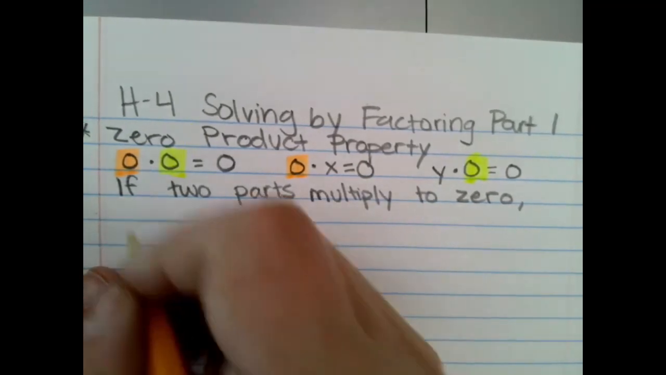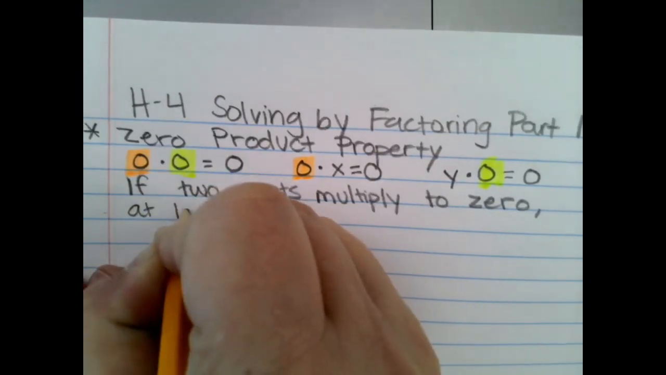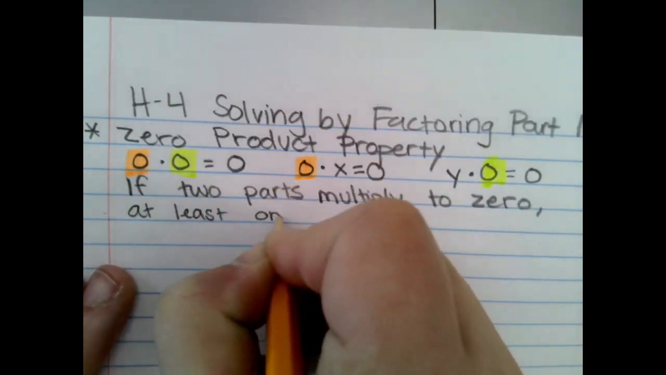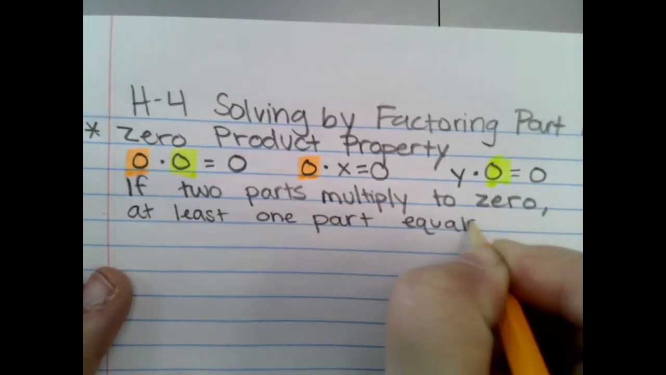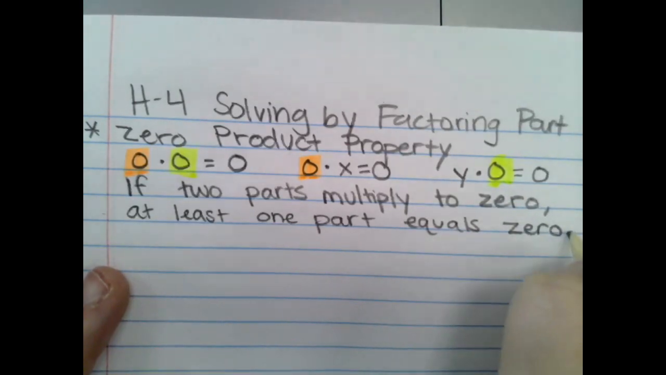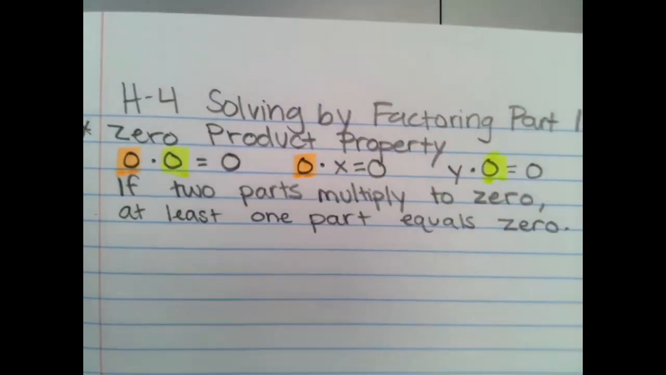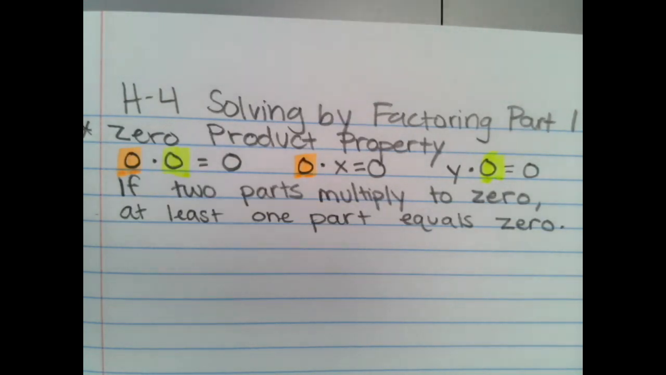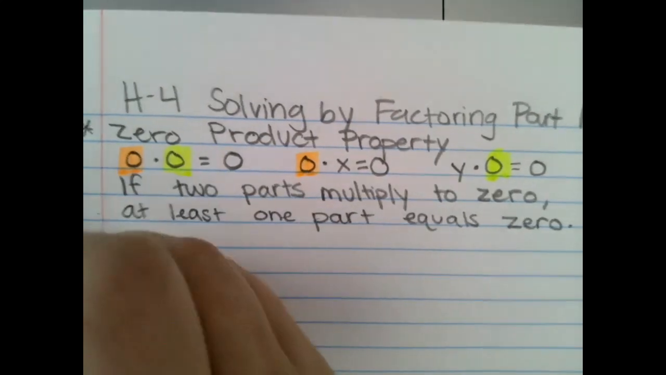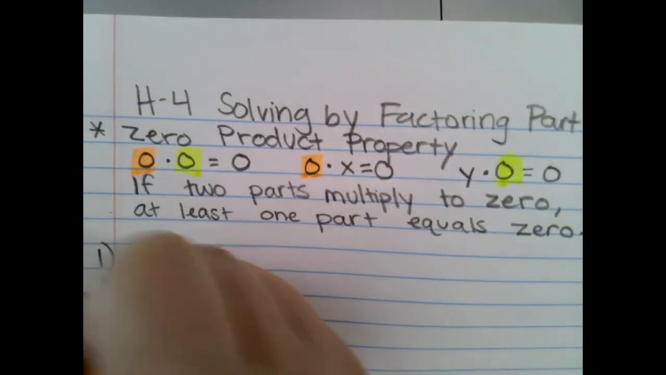At least one part equals 0. So at least means it could just be one of the parts, or it could be both the parts. All right, so we're gonna try this out with our first example.